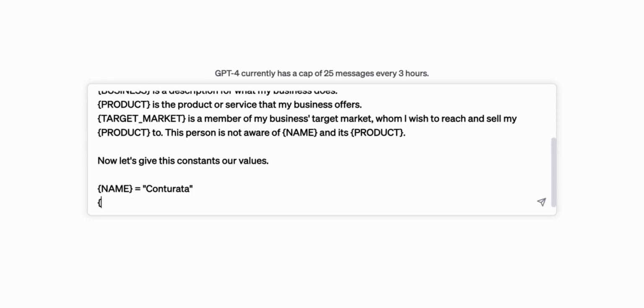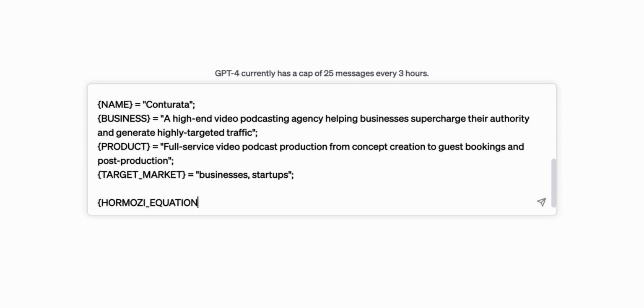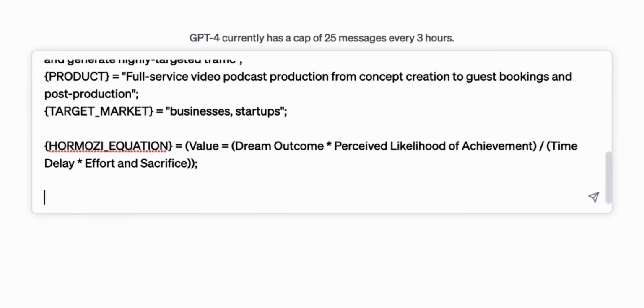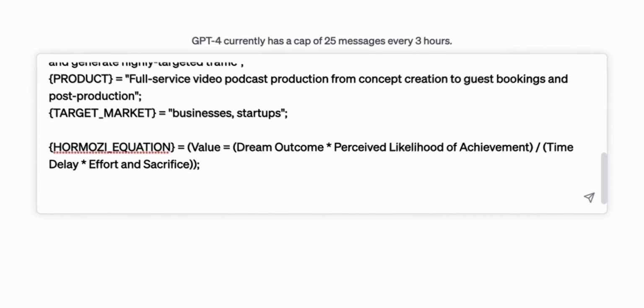Constants, yes. This is something that Alex Hormozi described in his book $100 Million Offers, and this was just a drawing. It's not an actual equation like this, but we can certainly try and feed this into ChatGPT like this to see if it can take it, understand it, and work with it. And from what I've seen so far, it does this rather well. So now let's finish up this first prompt and give the AI its first goal.